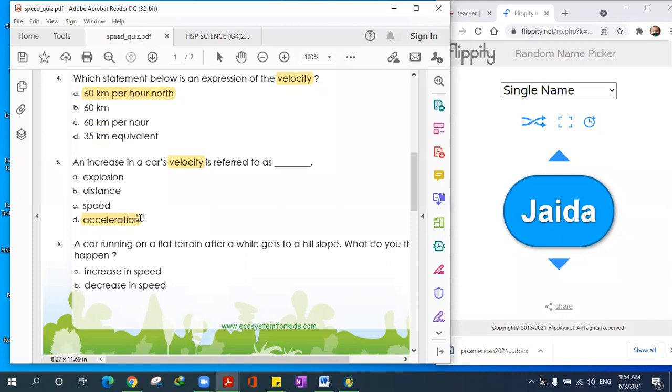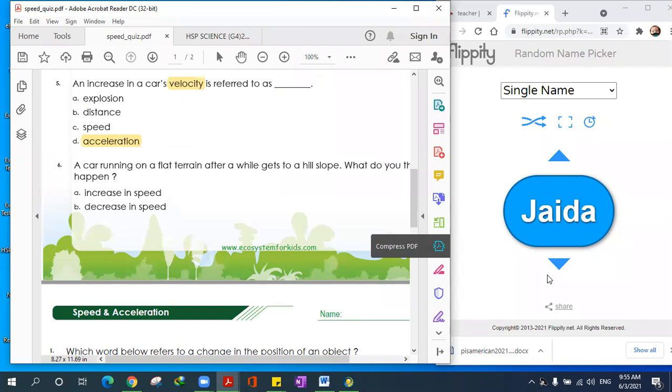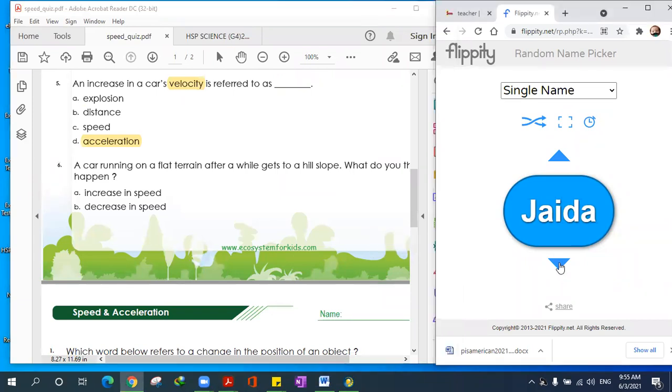Of course, not explosion, of course. Distance is just distance, like how many kilometers this object is moving. Speed is how fast or slow this object is moving. So it's not actually velocity. So any change in velocity would be called acceleration. Thank you, Jaida. Thank you so much.